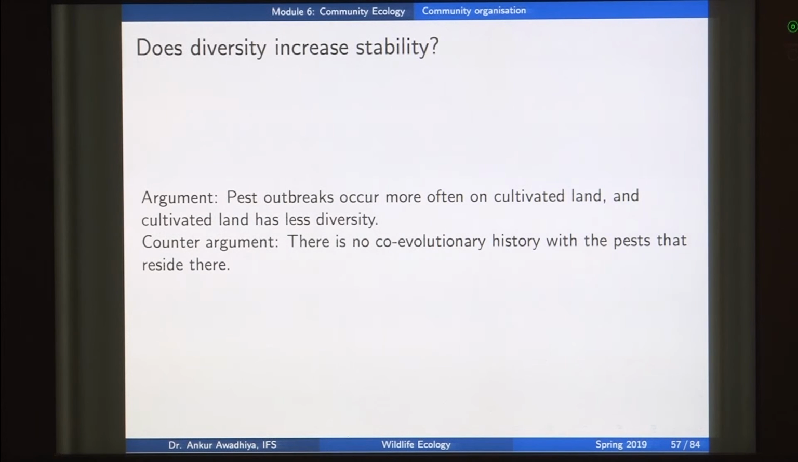However, there can also be a counter argument that there is no co-evolutionary history with the pest that reside there. So, because in the case of a forest there has been a co-evolutionary history, all these organisms have co-evolved with one another, they are all dependent on each other, and through time they have been able to make out mechanisms through which they would be able to resist those changes. So, it is not because of the more biodiversity that we have in this area, but because of co-evolution that a number of species are having mechanisms to thwart the attack. So, that can also be another argument.